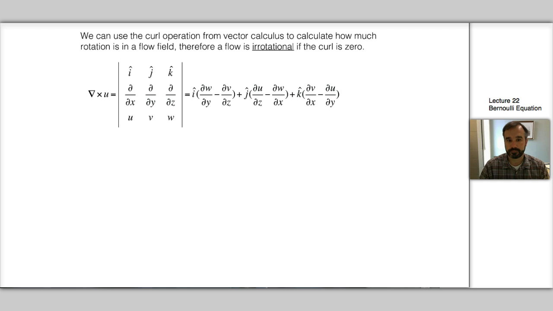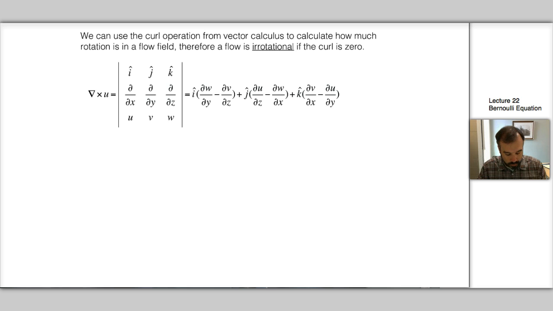So if we do that, we get dw/dy minus dv/dz in the i hat direction, du/dz minus dw/dx in the j hat direction, plus dv/dx minus du/dy in the k hat direction. Okay, I'm not going to spend much more time on that, but that's really what defines the rotationality of the flow. And for this case, what we're going to end up doing is setting that to 0.